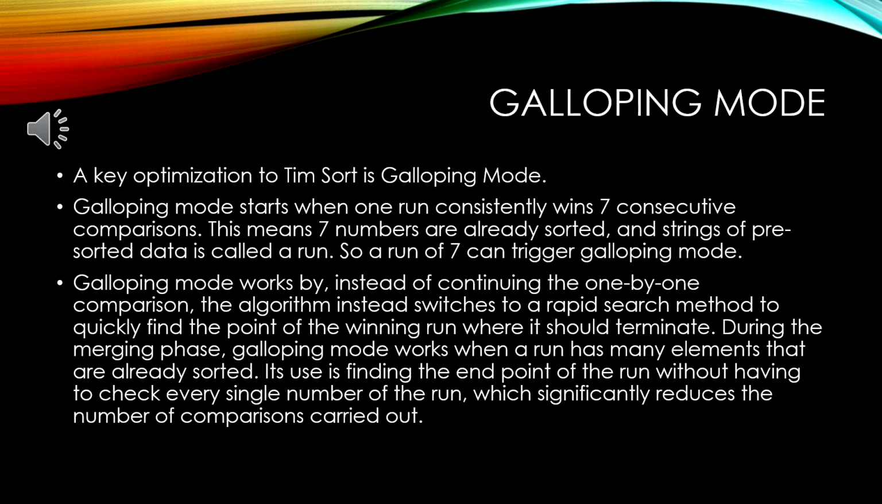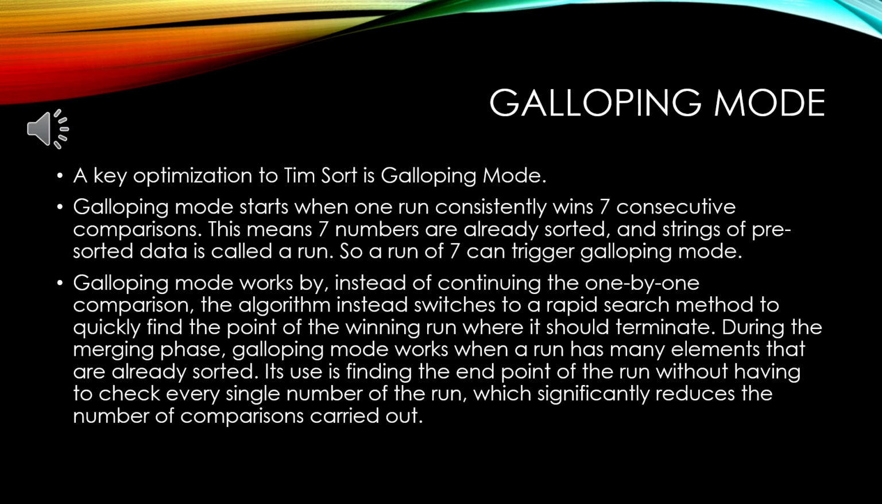It stops looking for the next element and starts looking for the end of the streak instead. It uses exponential search to quickly find a wide range where the element from the losing run must be inserted. Then it follows with a precise binary search within that small range to find the exact insertion point. This drastically cuts the number of comparisons.